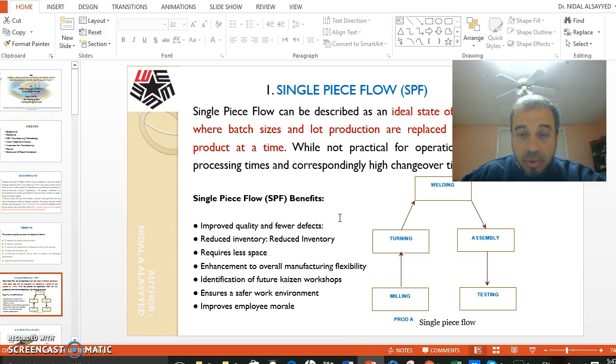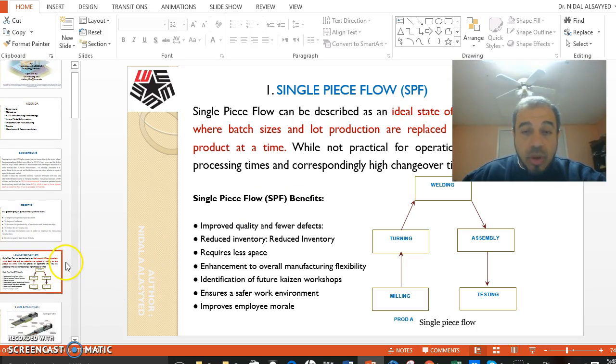The process of manufacturing this product, the knife gate valve, will go through operations and stations: welding, turning, assembly, testing, milling, integrations. At the end, what we're trying to achieve is to improve quality, use less space, and identify these lean terminologies that we also explained in the report, the Kaizen workshops, and so on.